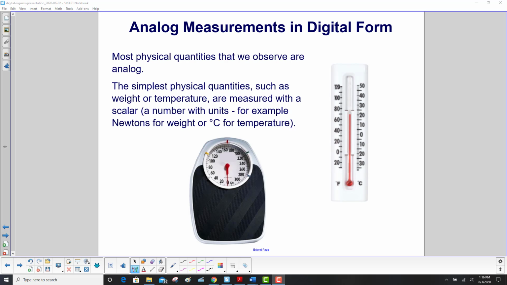Most physical quantities that we observe are analog. The simplest ones, such as weight or temperature, are measured with a scalar, which is a number with units, so you could have newtons for weight or degrees Celsius for temperature. And the reason it's analog, you can take any value here. It can be 20.1 degrees, 20.15 degrees, etc. You're not limited to zeros and ones there.